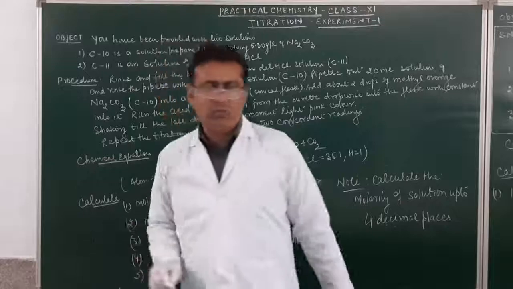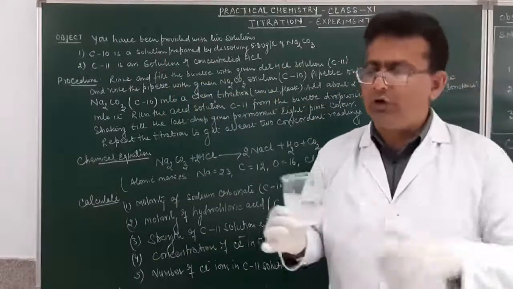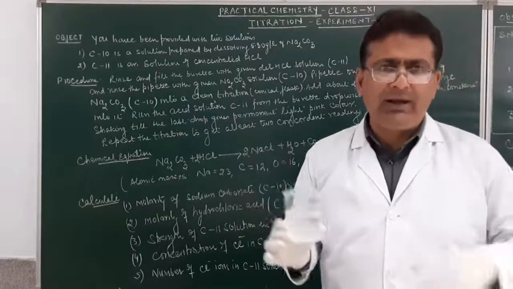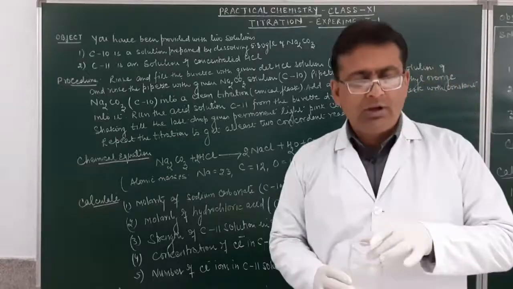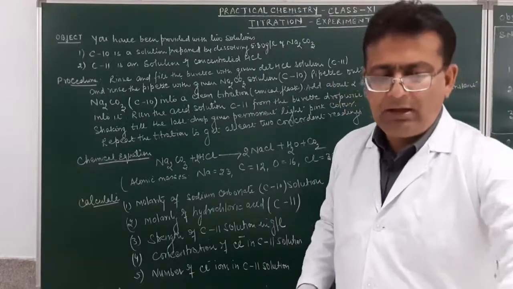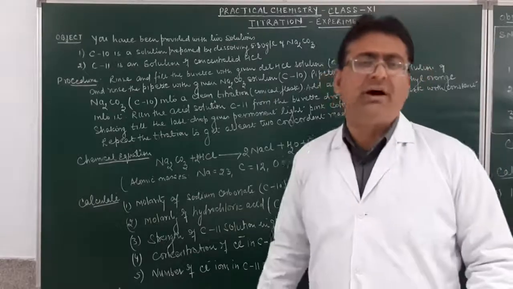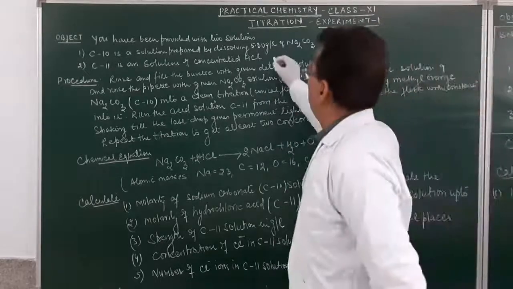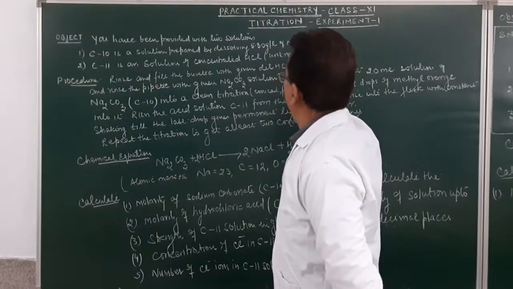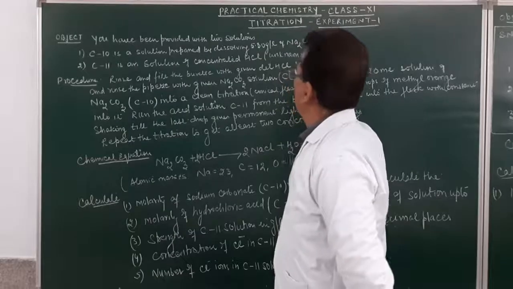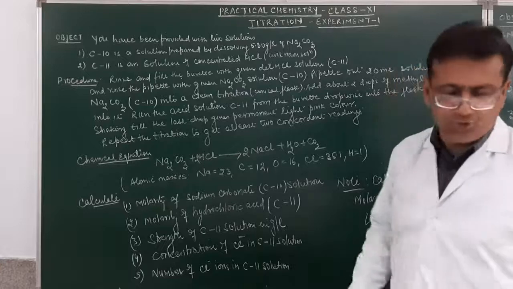Am I clear, student? So, you are provided with 2 solutions. C10 is a solution of sodium carbonate, which has been prepared by dissolving 5.3 gram per liter. Then C11 is a solution of HCl, the concentration of which is unknown. So, this is basically the unknown solution, whose strength is not known to us. Now, what do you need to do?